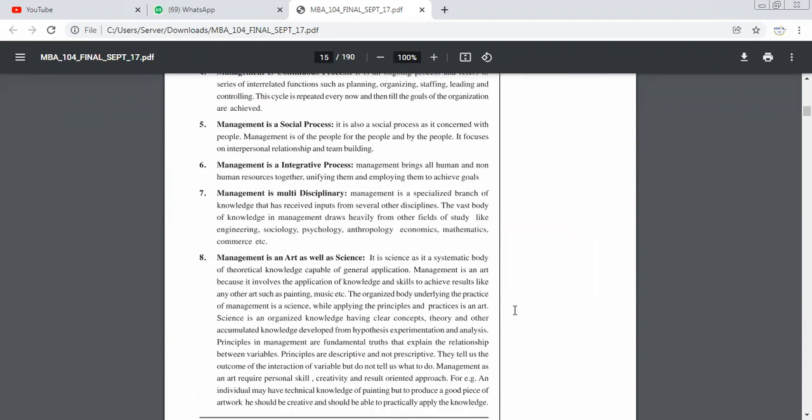Non-humans means what? Human means we are the human beings, and non-humans are the resources which are there, the non-human resources. Right now, see, if you want to construct a building, you require human beings, and you also require machines. Machines also play an important role over here, because not everything can be done by humans, machines are also required. So by taking the help of both together, you are able to achieve it.